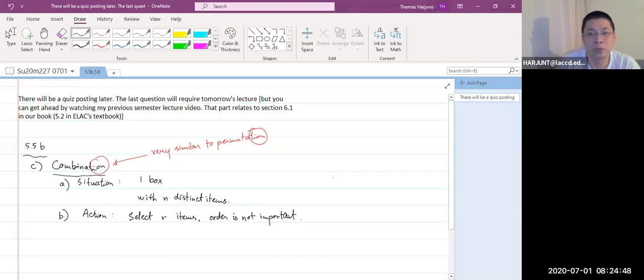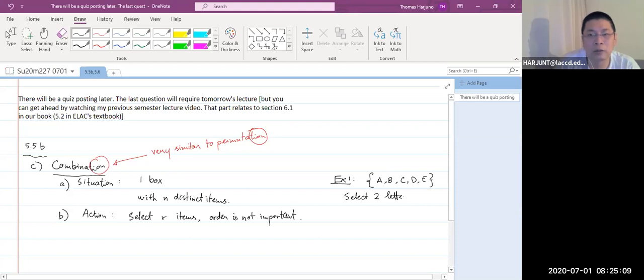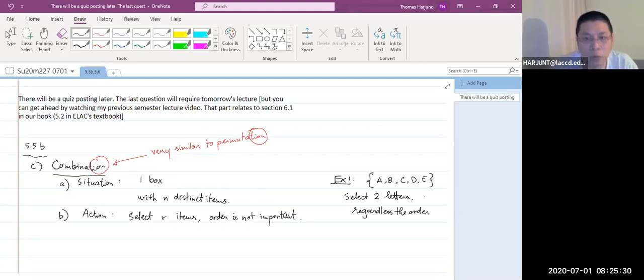Let's say, for example, example 1, I have a set of 5 letters A, B, C, D, E, and we want to select two letters from there, regardless of the order. Because it is regardless of the order, you can just grab two at once without looking at them, instead of doing it one by one. Of course you still can do it one by one, but we will disregard the order.